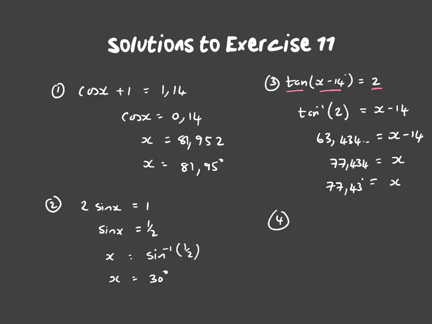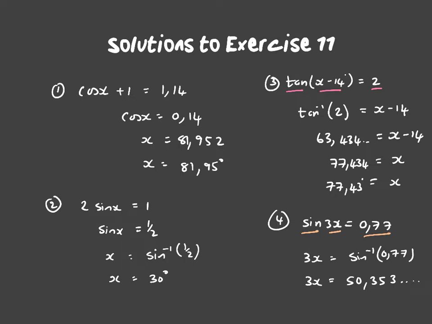Question 4. So what we've got is sine 3x is equal to 0.77. Isn't that in the format I want? Trig function, angle, ratio. Good. So what can we do? We can say, well, 3x, the angle, is equal to arc sine of 0.77. So what is arc sine of 0.77? Shift sine 0.77. Oh goodness. And that then is equal to 50.353.